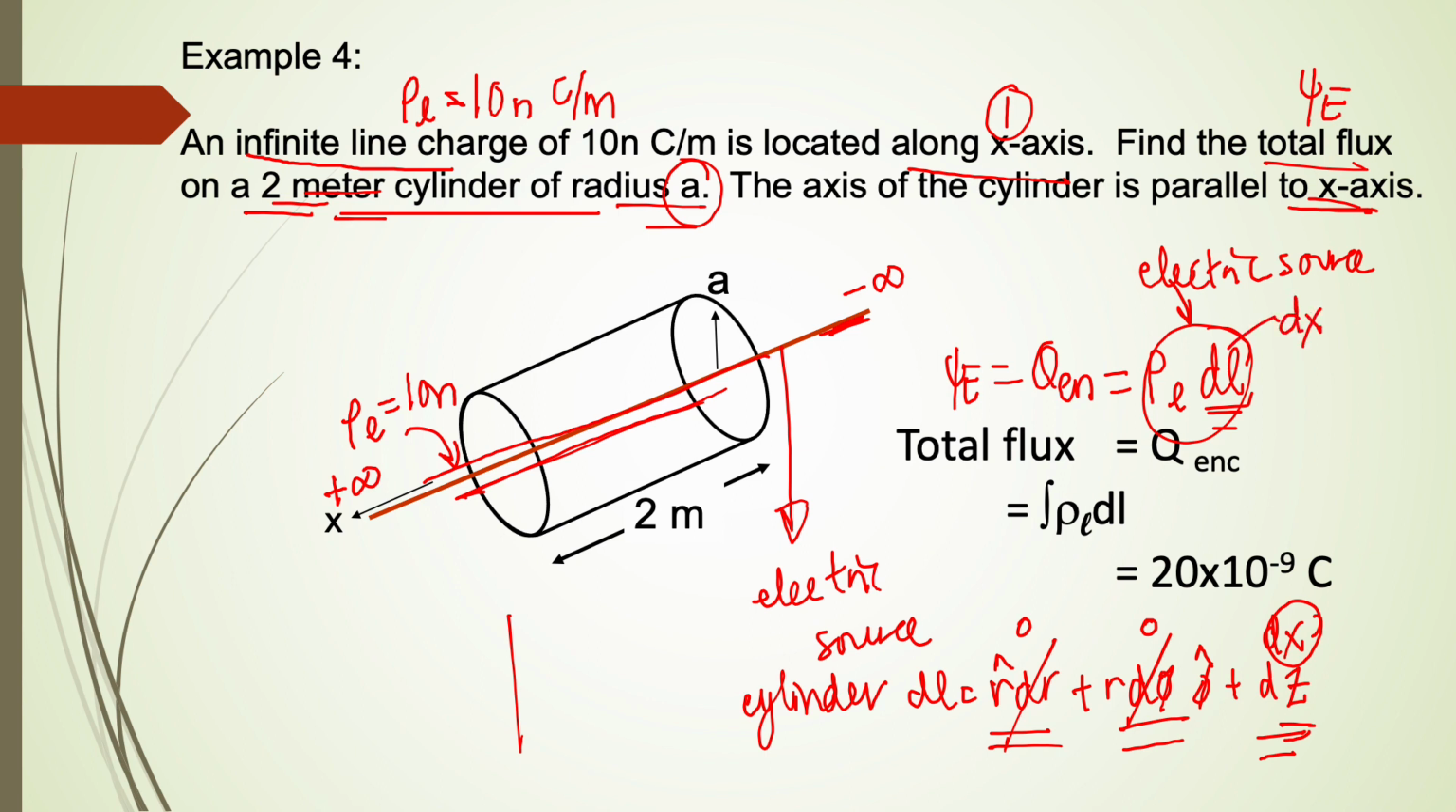So if we do the integration, ρL dx, the limits are going to be the length where the electric charge is contained. It contains charge only inside this cylinder, only inside this area of interest. So it's going to be from 0 to 2 meters. So we will get the answer, which is going to be 20 nanocoulomb, right?